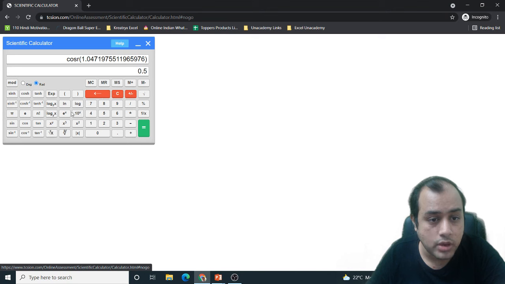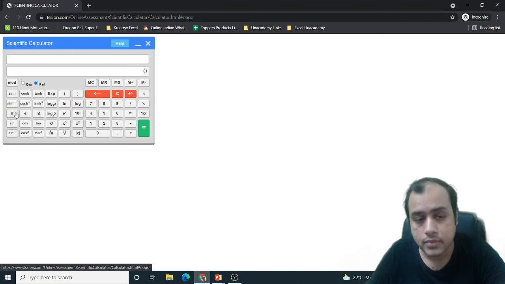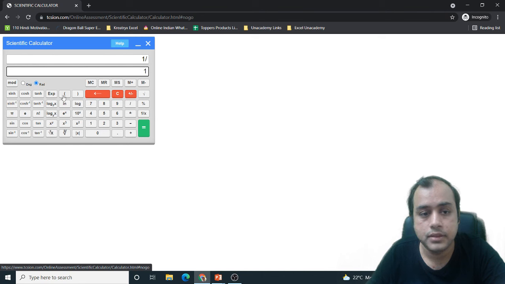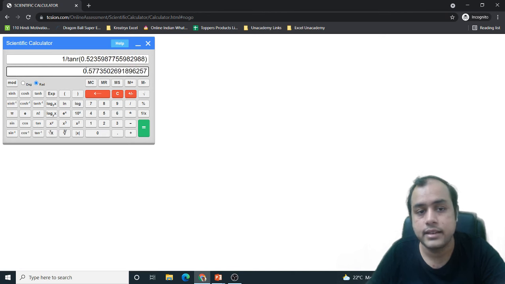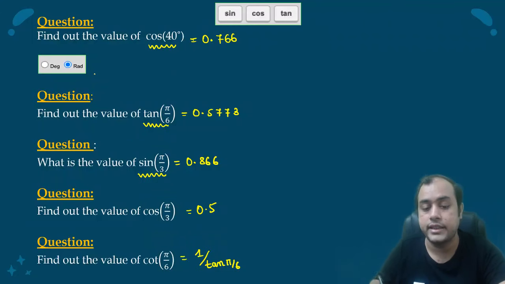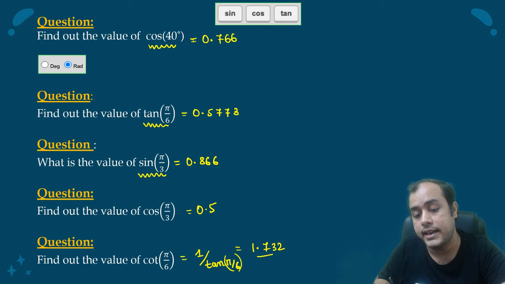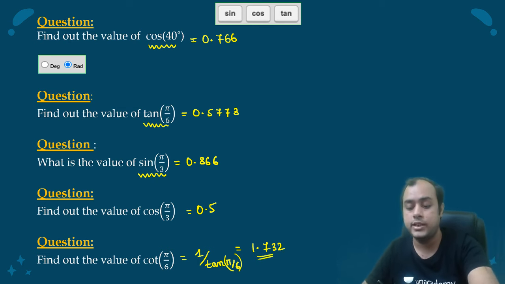Can we take reciprocal here? Is there any function? Let us see. Let me try. So 1 divided by tan pi by 6, right? So 1 divided by tan pi by 6, I am getting 1.732. So I had to make use of the bracket. It comes out as 1.732, right?